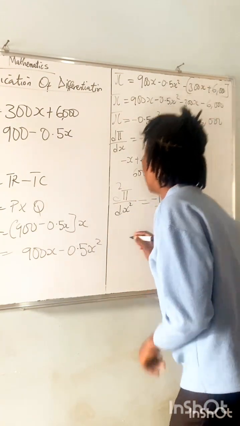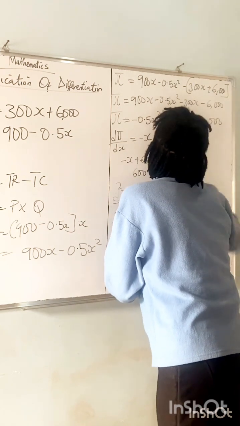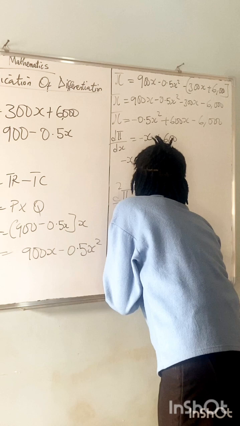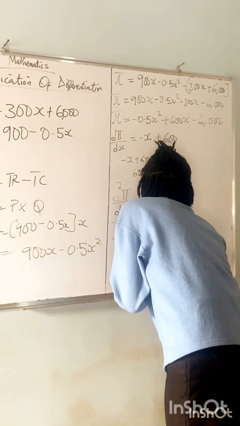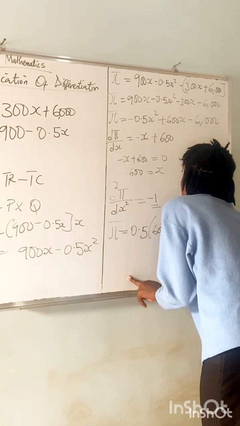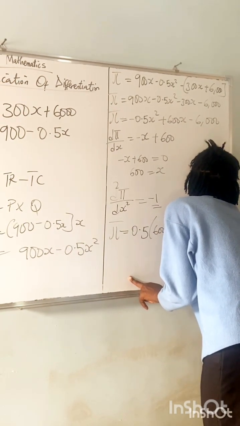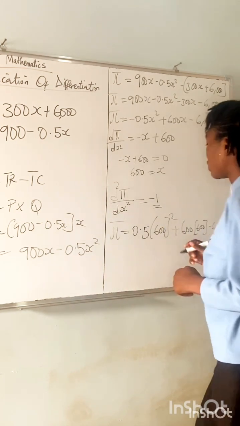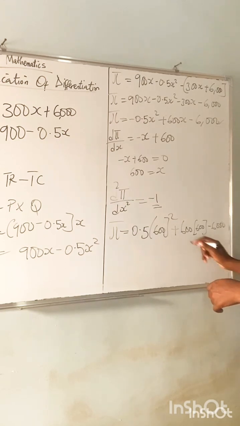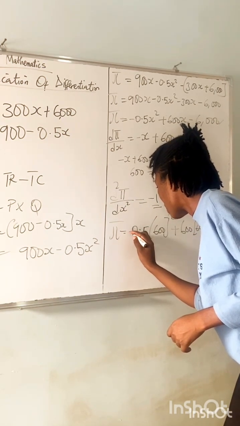To get the value of our maximum profit, we're going to substitute. So we'll be having 0.5, our x here is 600, right? x squared plus 600x and then minus 6,000. Alright, so this is it. We have substituted into our profit value, okay? Minus 0.5, sorry. Minus 0.5 x squared.